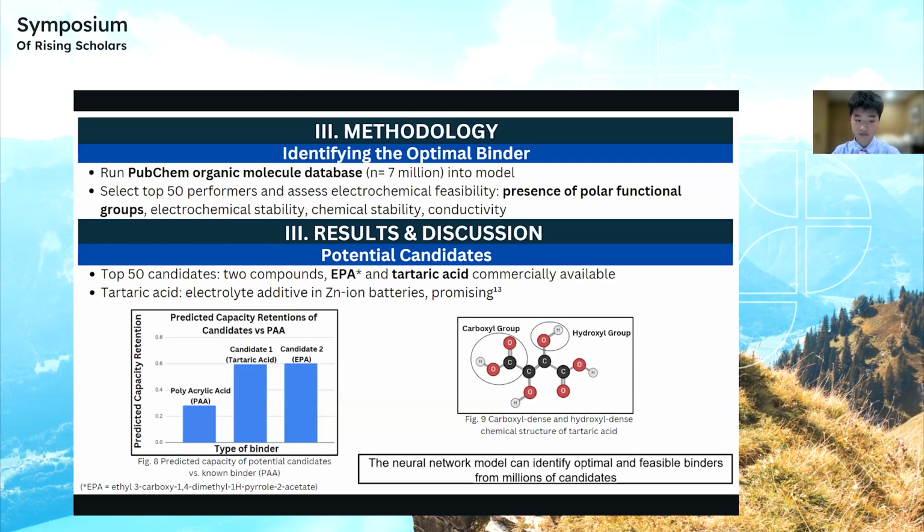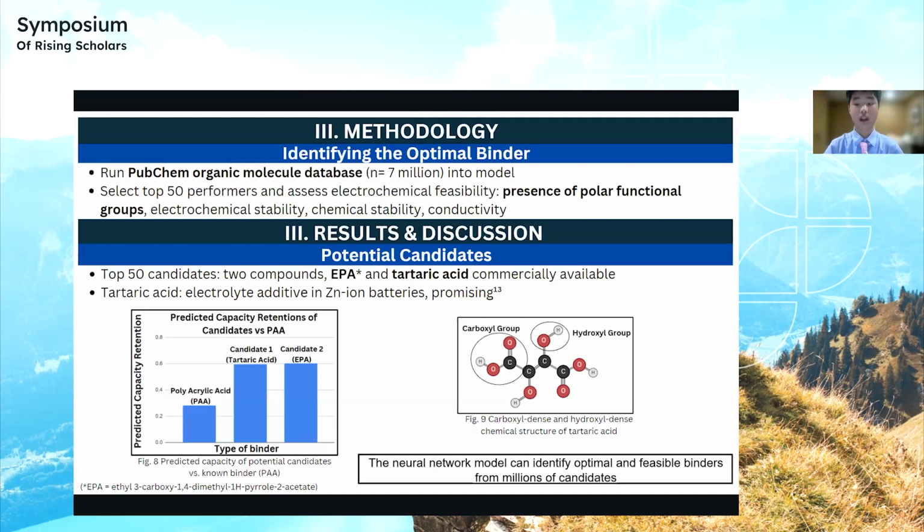of their commercial availability. Figure 8 represents the comparison of the relative predicted capacities of tartaric acid and EPA compared to polyacrylic acid. Polyacrylic acid is a common binder used in silicon anode research as a standard of comparison because it's okay, and you can see that in the conditions that I listed, tartaric acid and EPA have a predicted capacity retention of almost double that of polyacrylic acid. Figure 9 represents the molecular structure of tartaric acid, and you can see it has a lot of carboxyl and hydroxyl groups for its relatively small size.